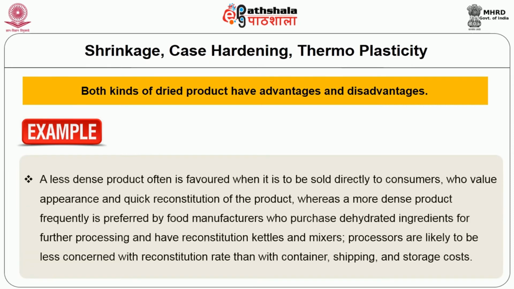A less dense product often is favored when it's to be sold directly to the consumers who value appearance and quick reconstitution of the product, whereas more dense product frequently is preferred by food manufacturers who purchase dehydrated ingredients for further processing and have reconstitution kettles and mixers. Processors are likely to be less concerned with the reconstitution rate than with the container, shipping and storage costs.